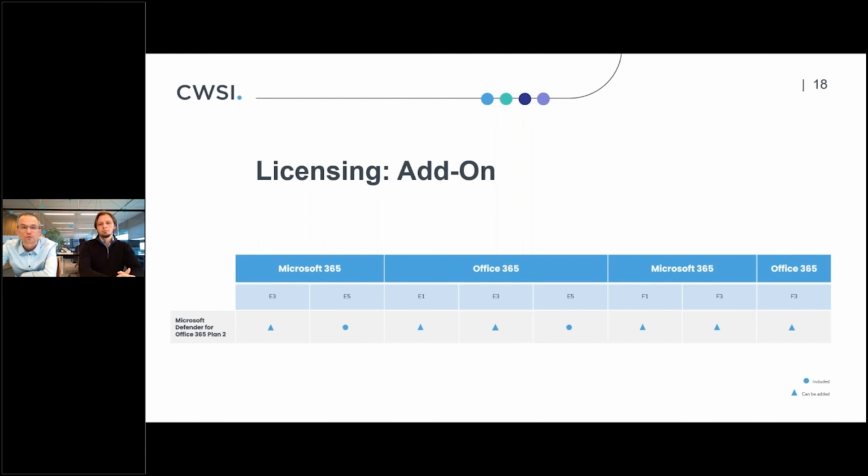For example, the Microsoft 365 E3 license. It's possible to add this Microsoft Defender for Office 365 Plan 2 to this particular license, which means you are not required to make a whole upgrade from Microsoft 365 E3 to Microsoft 365 E5. You can only add this Microsoft Defender for Office 365 Plan 2 without a whole license upgrade. Yeah, so it's a standalone license, right? Yes, indeed. That's correct.